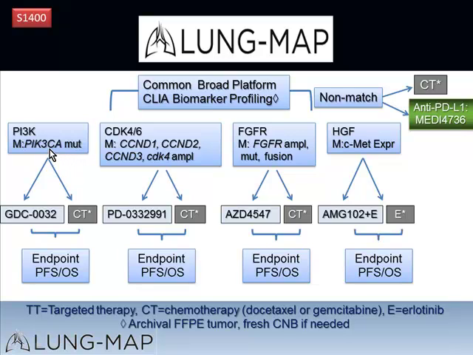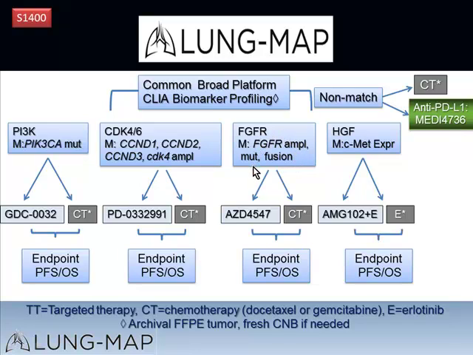So first arm is targeting patients with PIK3CA mutations. And the agent that we chose for this arm is a beta-sparing PI3 kinase inhibitor, JDC0032. It's an oral agent. The standard of care chemotherapy is docetaxel. The second arm of the targeted therapy is targeting CDK4/6, and the agent we chose is palbociclib, or PD0332991. The selection criteria for this arm is cyclin D1, cyclin D2, cyclin D3 amplification, or CDK4 amplification.